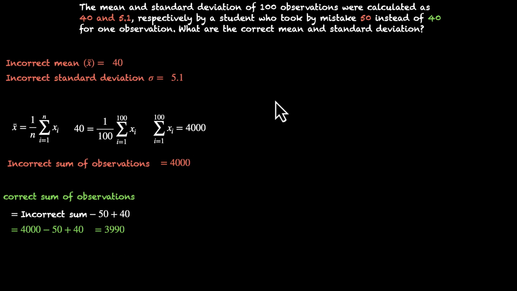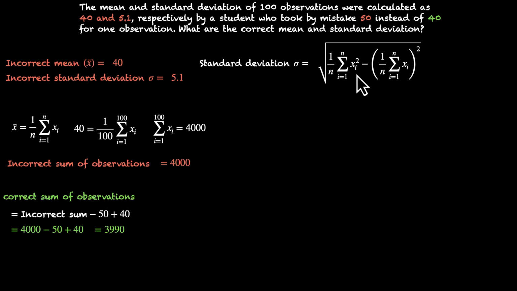Alright, let's talk about standard deviation. The formula for standard deviation is root of 1 by n summation xi square minus 1 by n summation xi whole square. If we took 50 instead of 40, where do we see the mistake happening in this standard deviation formula? We can see that the mistake happened twice in the standard deviation formula. One mistake is in summation xi, which is the sum of all the observations. And the other mistake is in summation xi square, which is the sum of squares of all the observations. Both of these would have been entered incorrectly.